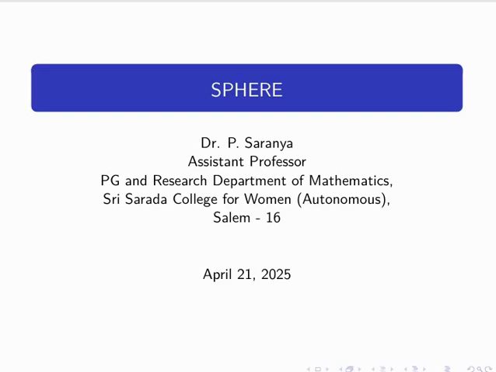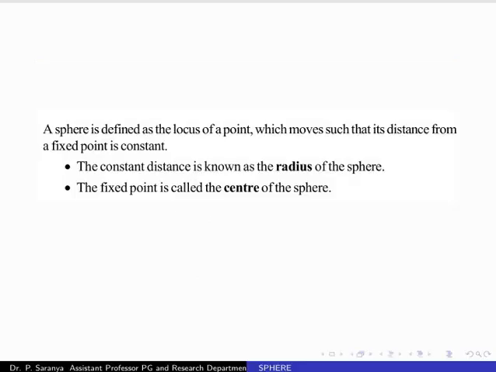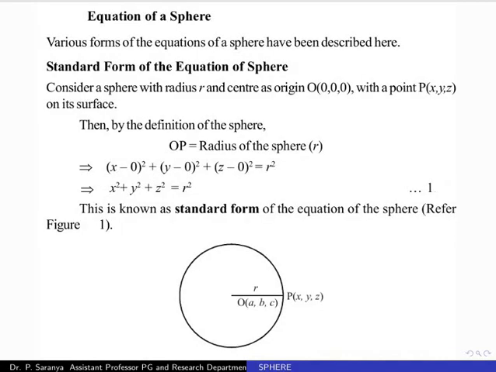In this video, we are going to see the topic about sphere. First, we see the definition for sphere. A sphere is defined as the locus of a point which moves such that its distance from a fixed point is constant. The constant distance is known as the radius of the sphere. The fixed point is called the center of the sphere.